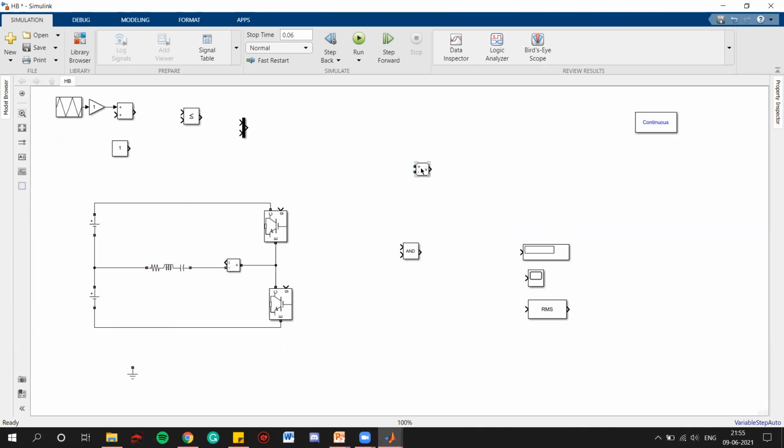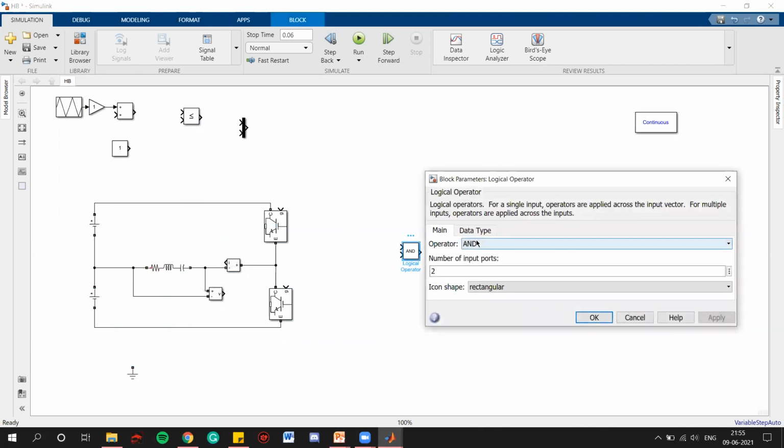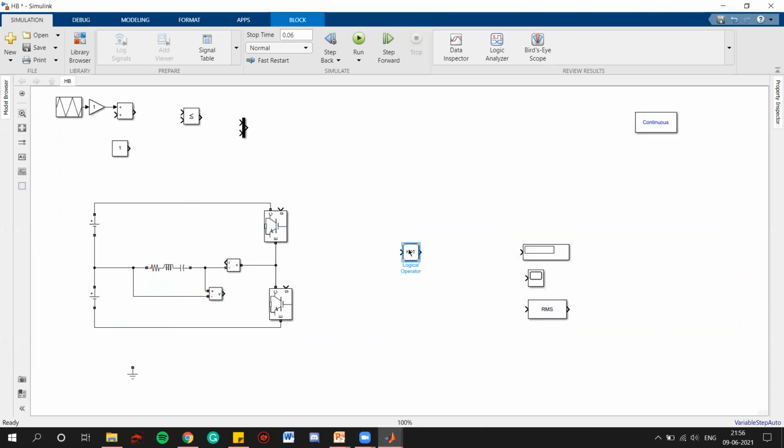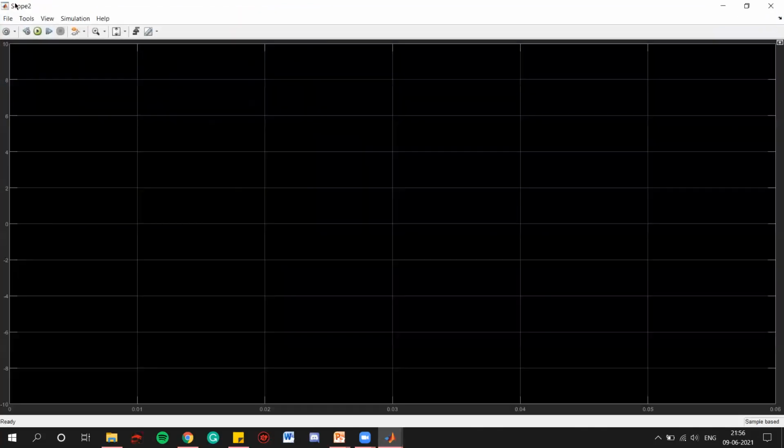And we will take a voltage block as well. Here it will be positive, here it will be negative. One diamond block, we will convert this to NOT gate. We will connect it here. Then we will make our triggering circuit. So let's see the output through the scope.